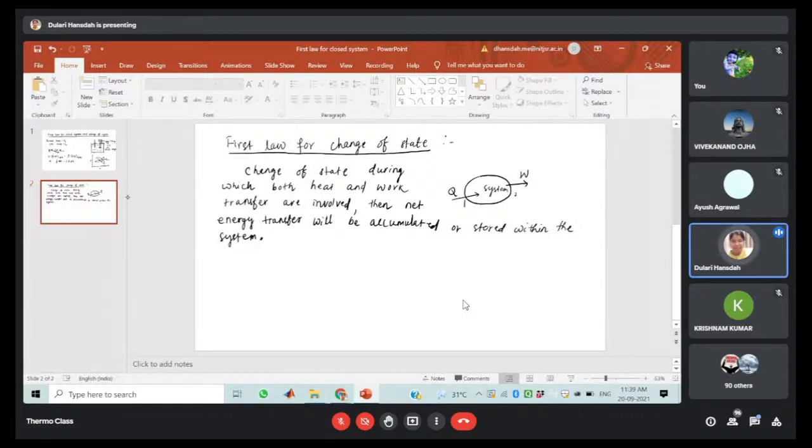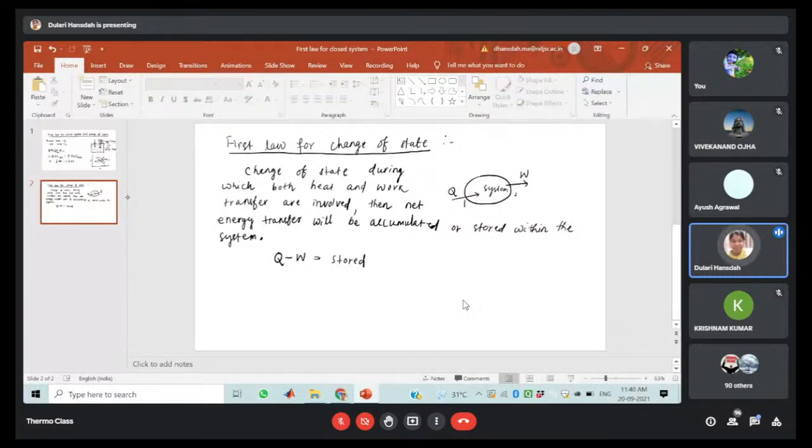So suppose there is a change of state of the system during which both heat and work transfer are involved, then there will be the accumulation of energy within the system. So here I have shown Q is the amount of heat transfer to the system and W is the amount of work transfer from the system. So here in this case net energy transfer will be how much, that is the Q minus W. So this will be stored within the system or accumulated within the system.